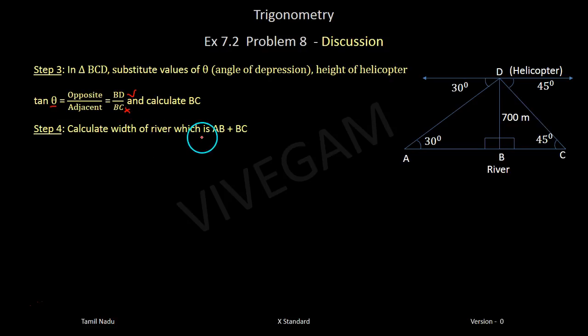Calculate the width of the river, which is AB plus BC. We found AB in the first step, sorry, step 2 if I am not mistaken, and we found BC in step 3. And we want to calculate the width of the river, which is AB plus BC. So this is how this problem needs to be worked. What I suggest is, pause the video here and try to do this problem on your own, and on completion please come back and check your working against our solution.